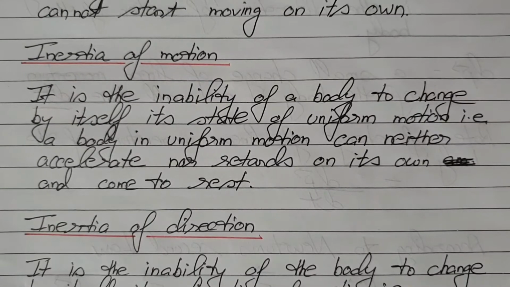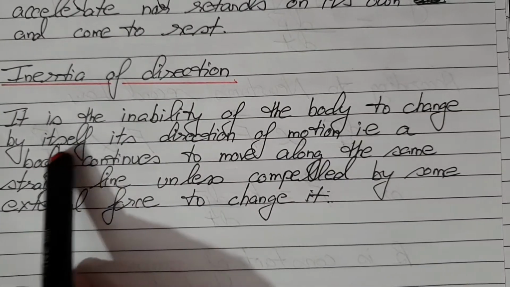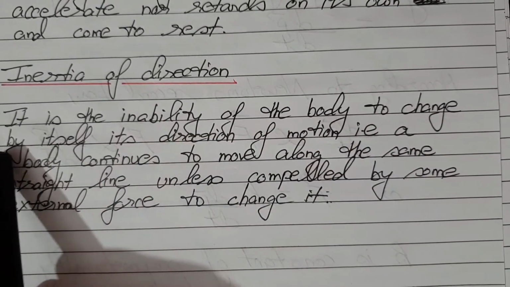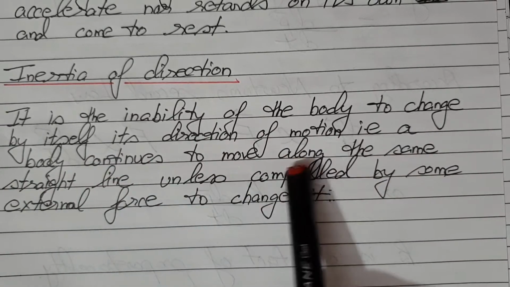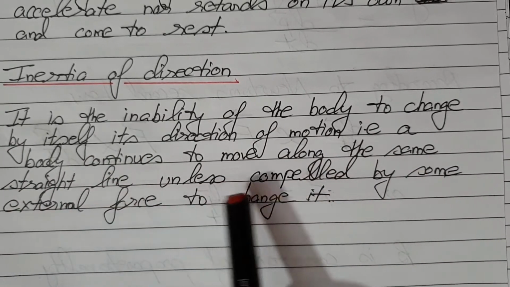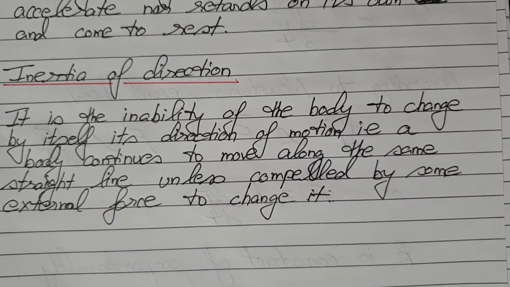Okay, now inertia of direction. Again, it is the inability of a body to change by itself its direction of motion. That is, a body continues to move along the same straight line unless compelled by some external force to change its direction. For example, you can consider an umbrella protecting us from the rain. It is based on the property of inertia of direction. The raindrops falling vertically downward cannot change their direction of motion and wet us with the umbrella on.